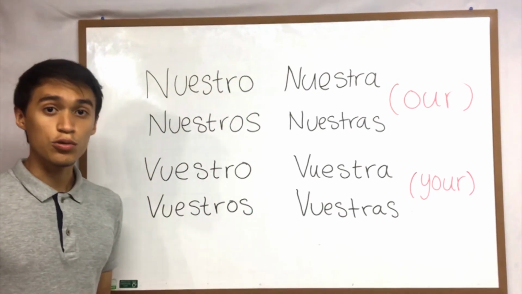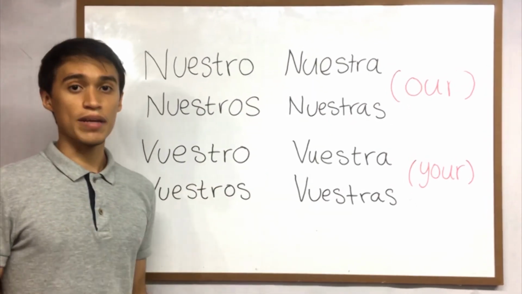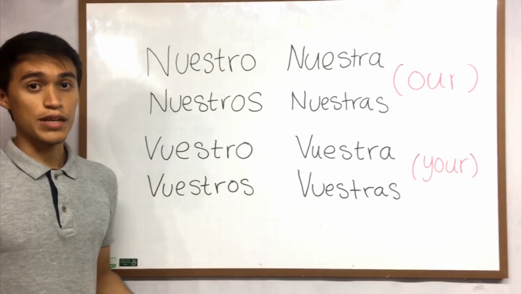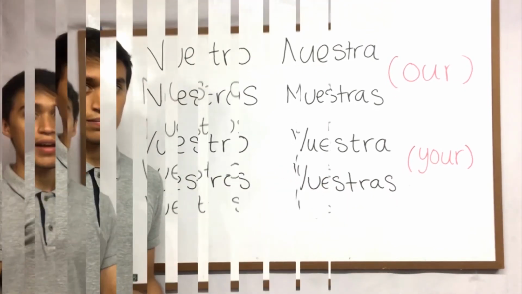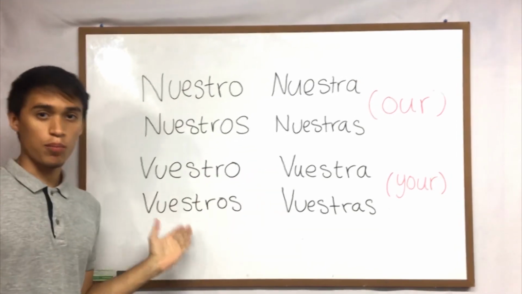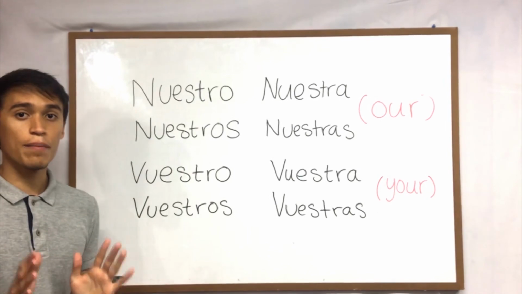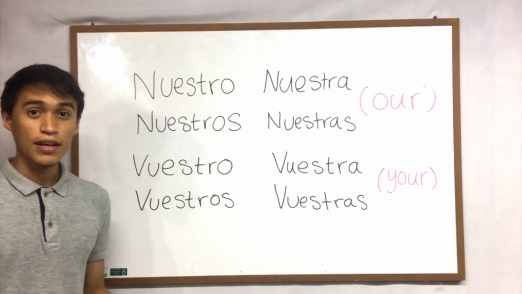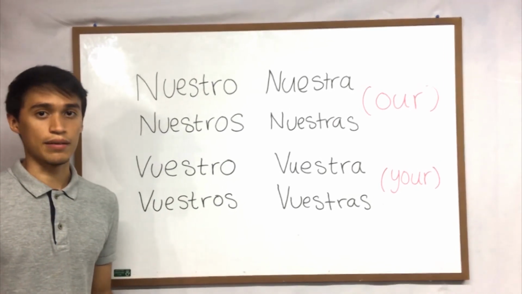Nuestro is used for masculine objects and nuestra for feminine objects. Vuestro is used for masculine objects and vuestra for feminine objects. And remember, vuestro, vuestra, vuestros, and vuestras are used for the pronouns vos and vosotros. That means that they are not used that much here in Latin America.